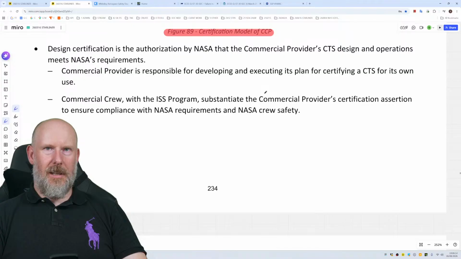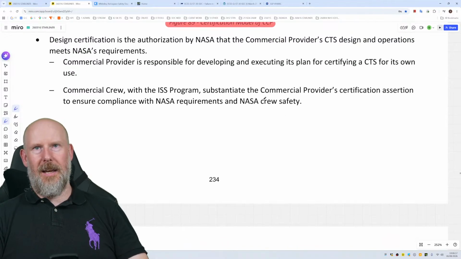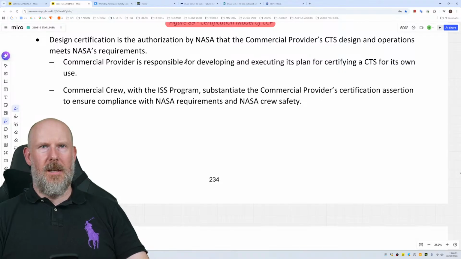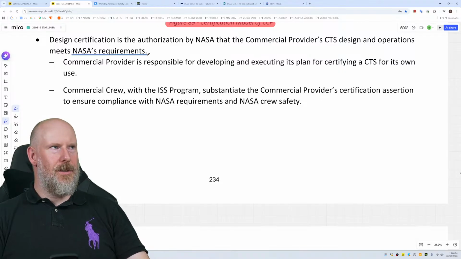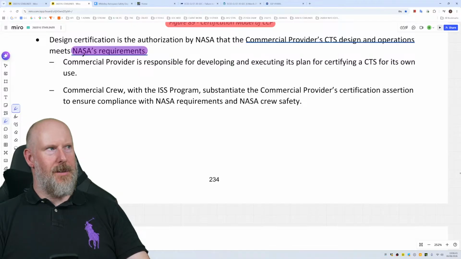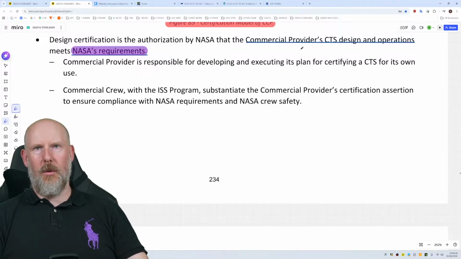Design certification is the authorization by NASA that the commercial providers' design and operations meet NASA requirements. Okay, so how do we know that NASA's requirement set is actually complete? Have they used STPA to derive those requirements or confirm they're adequate? And the other question is, do these design and operations meet the commercial provider's own requirements?